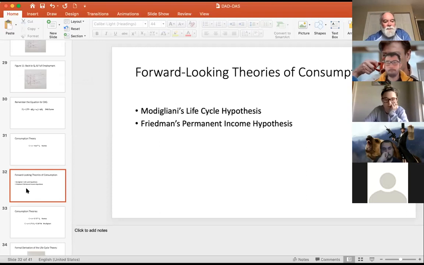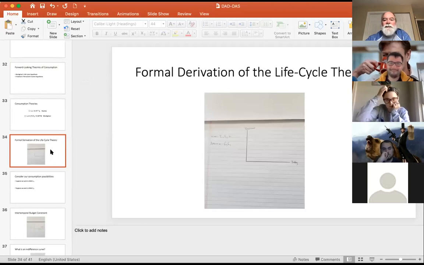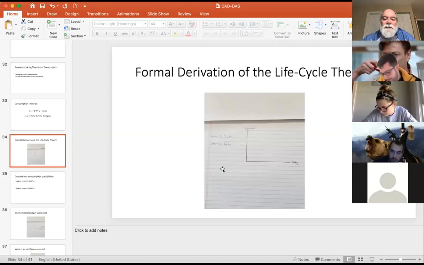Now, I'm going to skip over slide 33. We will come back to that. What we want to do is formally derive the life cycle theory. We're going to start with a question. Suppose there are two periods of time in your lives. There is today and there is tomorrow. A more sophisticated model would have today, tomorrow, and the next day, 3 periods of time, but I can't draw that, so I'm not going to do that.